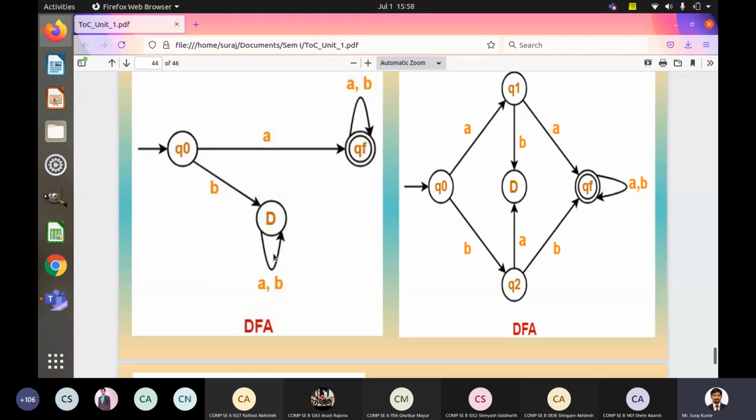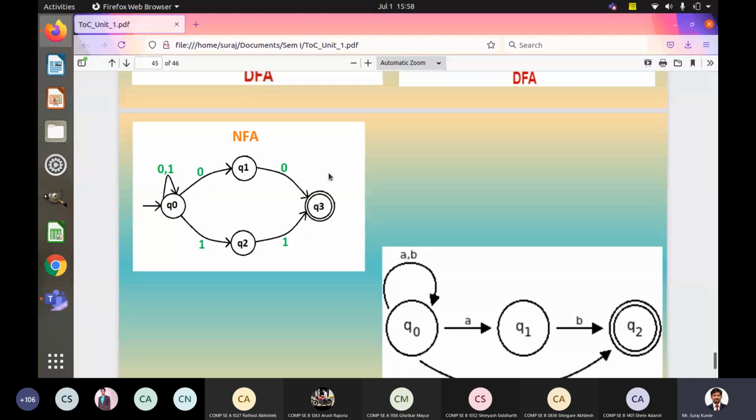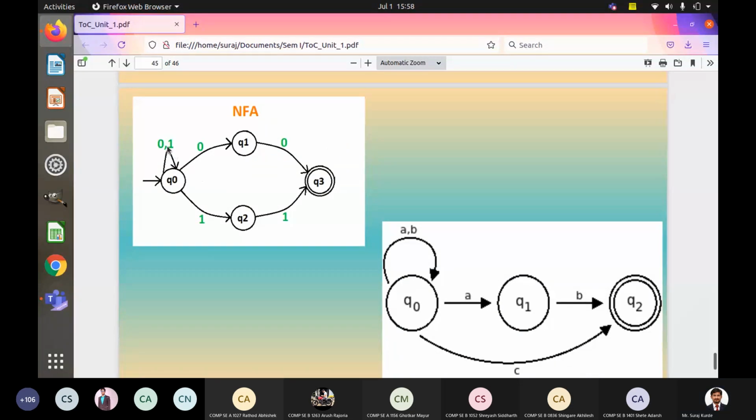On different inputs, we can have the same next state. So it is possible, but for a single input, whether the input is a or b, the next state is only one state. It will not have more than one next state. That is called deterministic. What is non-deterministic, you can observe here.